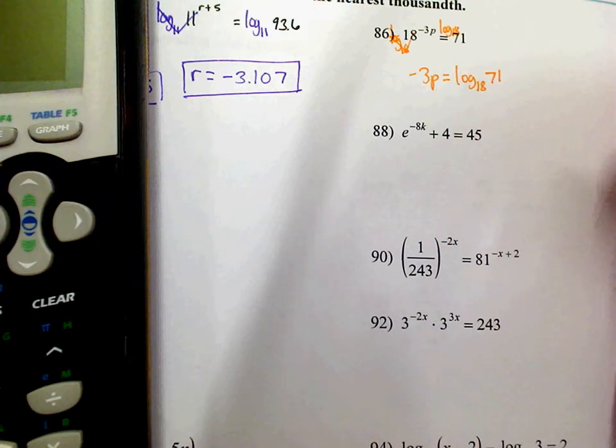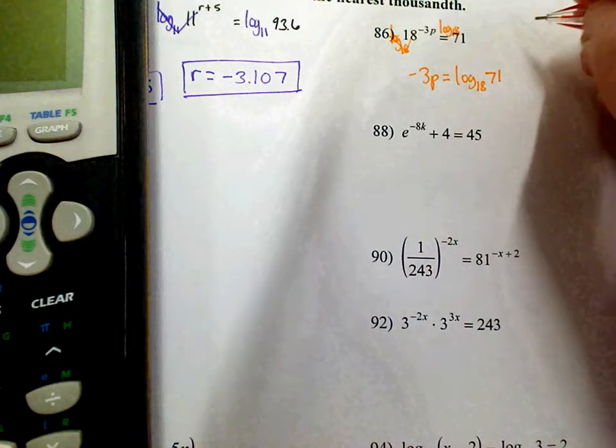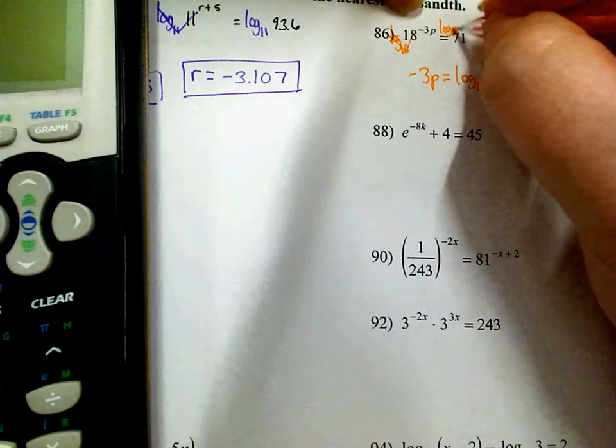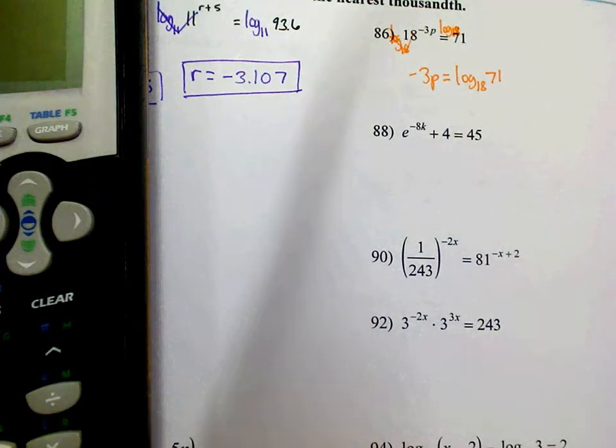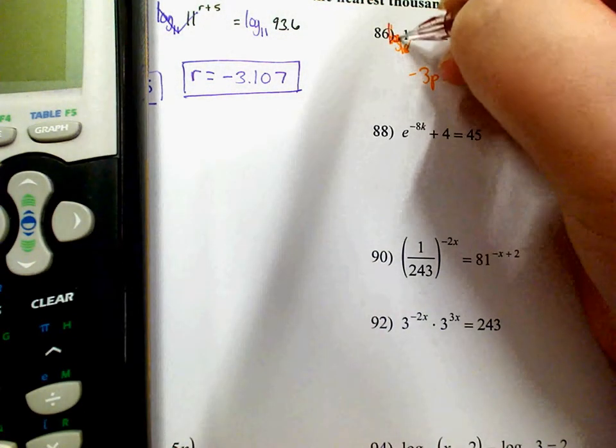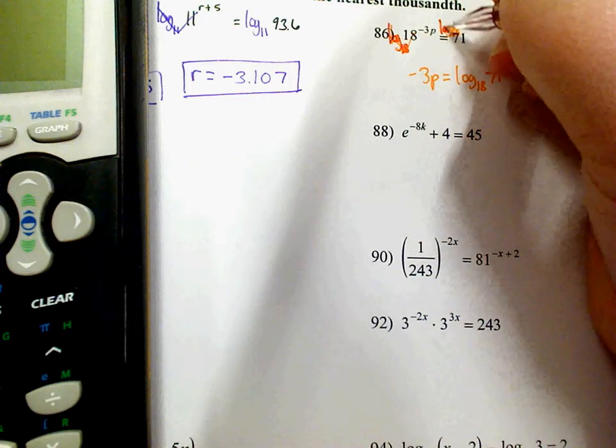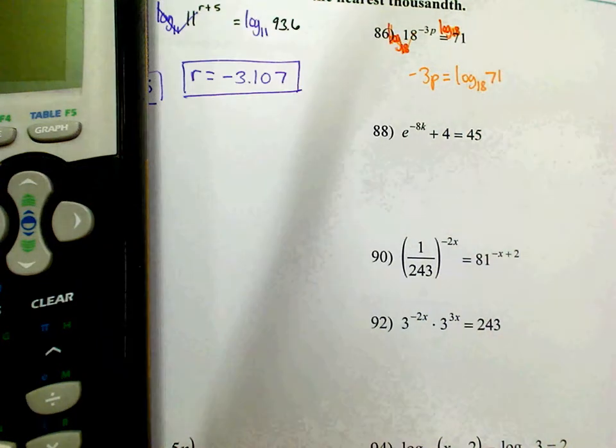Does that make sense? Okay. But like I said, remember you can always convert. I don't know if you can even read that. Let me make it a little bit clearer. Log base 18. So we're taking the log base 18 on both sides.